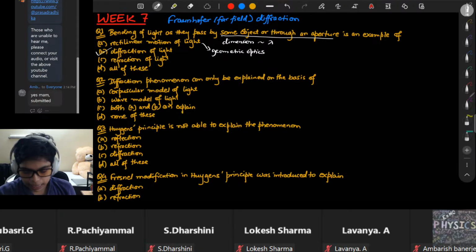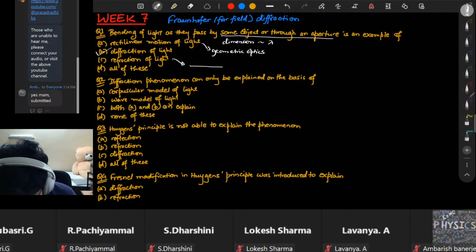Okay, so rectilinear motion of light is for geometric optics, and refraction of light is also bending of light, but it is not bending of light around some object or through some aperture. So there's a difference between refraction and diffraction, and you should be very clear about that. So for refraction of light, if I may draw, you have an interface, and there is a medium of refractive index n1 on one side, and a medium of refractive index n2 on the other side.